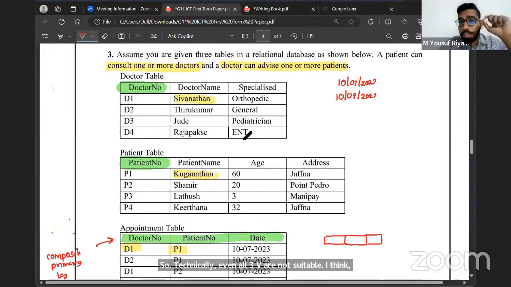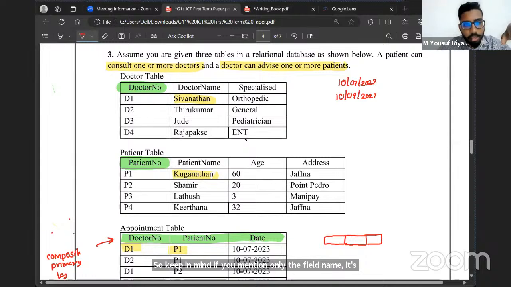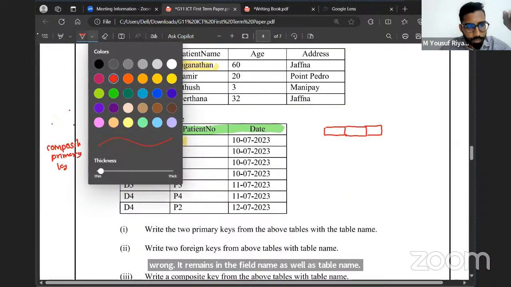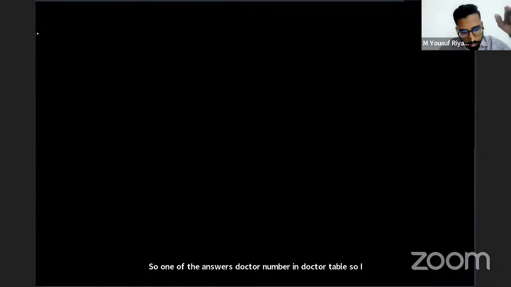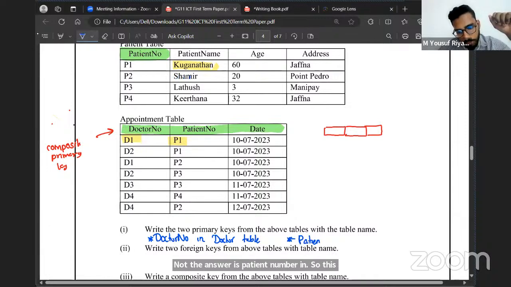Keep in mind, if you mention only the field name, it's wrong. You mention the field name as well as the table name. So one of the answers is doctor number in doctor table. The other answer is patient number in patient table. Always keep in mind, whenever you get these primary key questions, mention the table name as well.